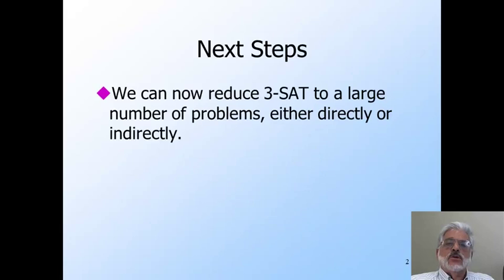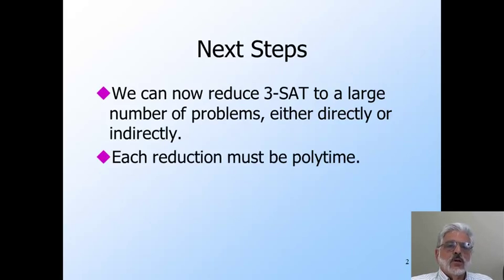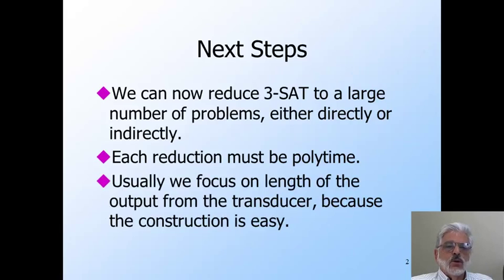We are ready to reduce 3-SAT to a number of other problems, thus showing each of them NP complete. These reductions can be directly from 3-SAT or from another problem that we previously proved NP complete. Remember, the key issue is that each reduction must be in polynomial time. However, in most cases, the construction is computationally simple, so as long as the output is of length polynomial in the input, it will be easy to argue that the running time of the transducer is polynomial.